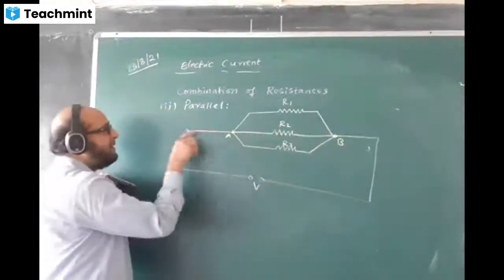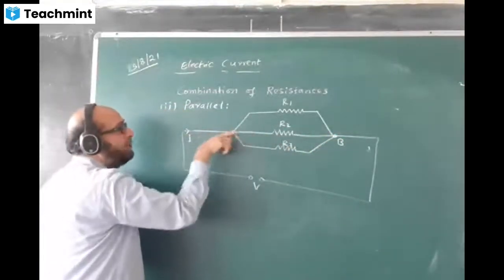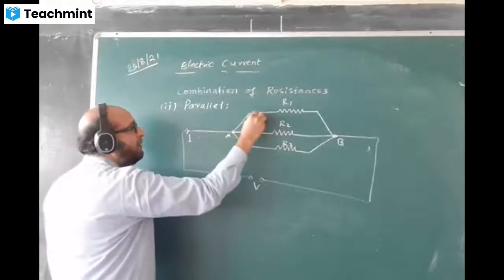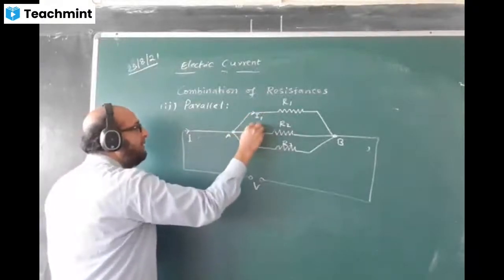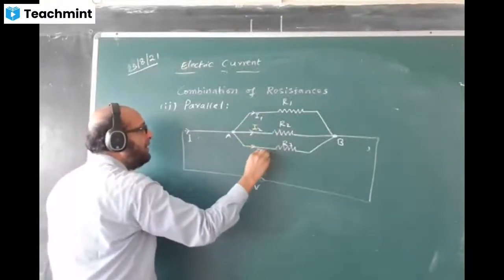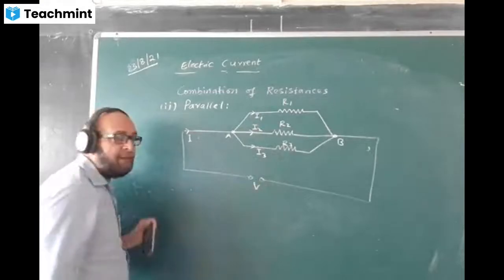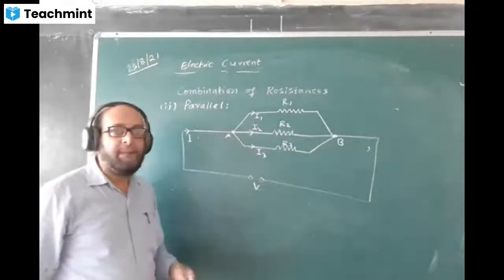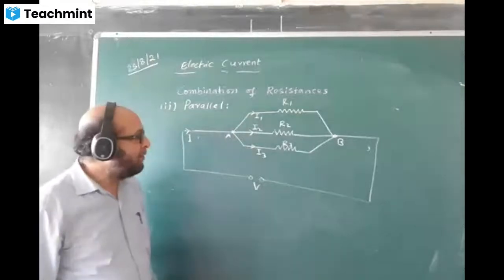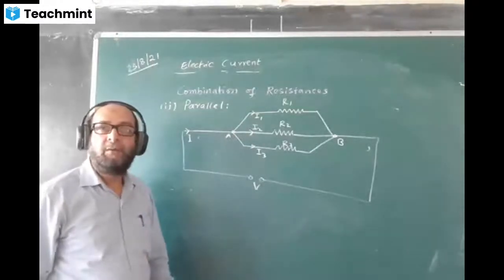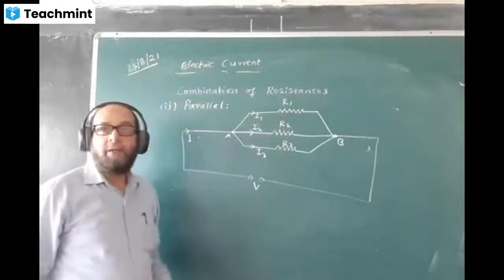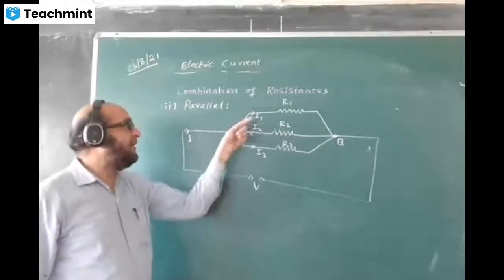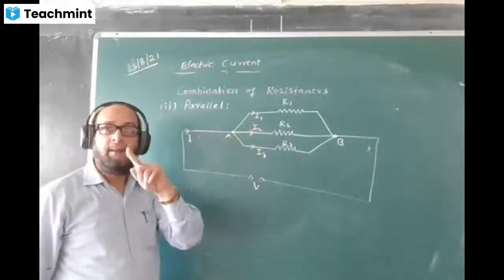Here the total current I is coming, but it is divided into 3 branches: I1, I2, and I3. If we have more resistors, more branches will be there. Such a combination is called parallel combination, in which the current is divided but the voltage is the same.